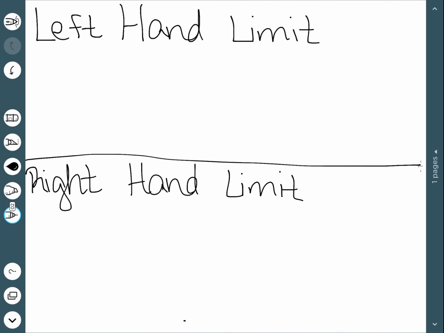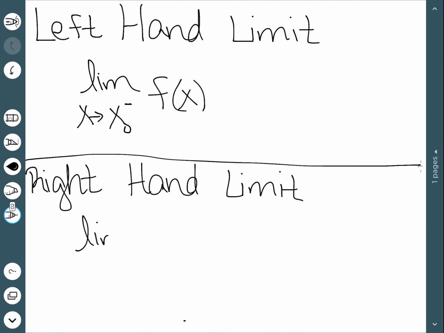So we do have different notations for this. A left-hand limit, we write the limit as x approaches x0, and we write this minus sign to indicate from the left. A right-hand limit, we write a little plus sign to indicate that it's from the right. And whenever we see these little minus signs or these little plus signs, all that's saying is we only care about the left-hand side or we only care about the right-hand side. So let's do some examples.